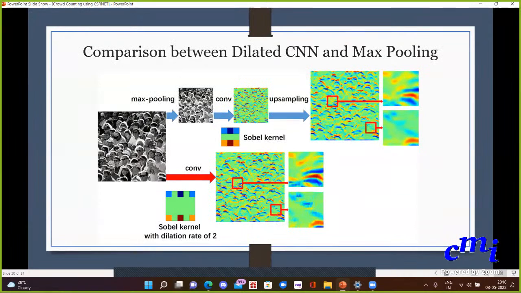And this is what we meant by more detailed information. In the first scenario, we are using max pooling and upsampling on an image, and we are getting a density map of the image. In the second scenario, we're using a Sobel kernel with dilation rate 2, and we are getting another density map. Though it looks the same, if we zoom in, we can see that in the second scenario the density map is more detailed and more accurate. So that's why in this paper we have used dilated CNN in place of max pooling.